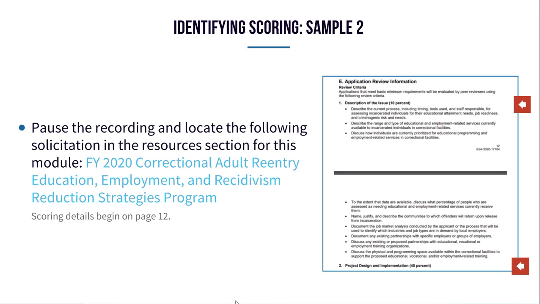Looking at a different FOA just for comparison, I'd like you to open up the FY 2020 Correctional Adult Reentry Education, Employment, and Recidivism Reduction Strategies program. And if you flip ahead to page 12, the scoring details begin there. And you can see they have not given you page allocations here. I believe this particular FOA requires 20 pages double spaced, and that's your max of space that you have available. And you can see this first section is worth 10% of your overall score. The next section is worth 40%.